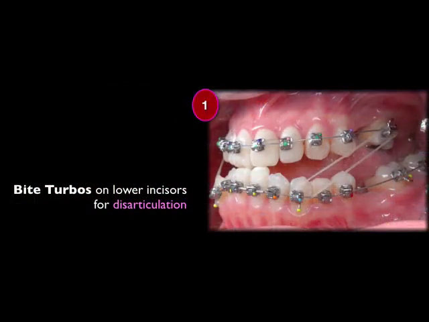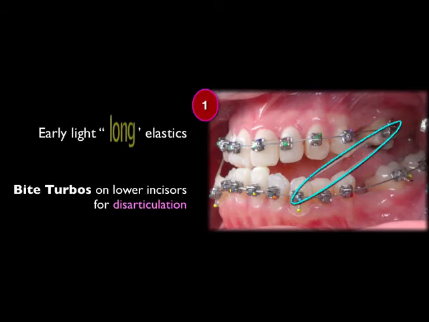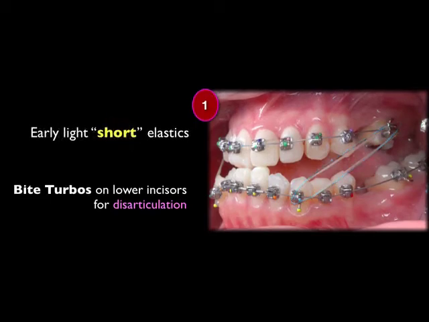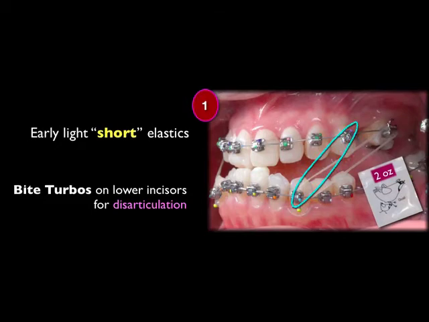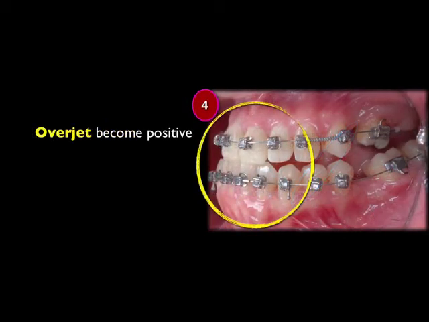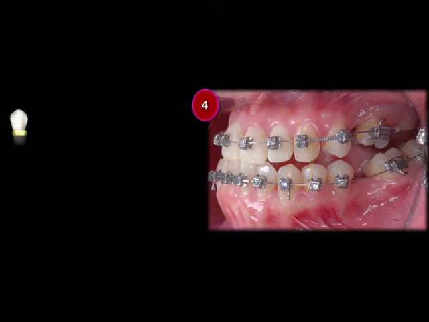We used bite turbos on the lower incisors for disarticulation, and to solve the anterior crossbite, we used class 3 elastics. However, this turned out to be a mistake. The elastics were too long and took the molars more mesially. So what we should have used instead is a light, short elastic, like a 2 ounce coil from the lower canine to the upper premolar.